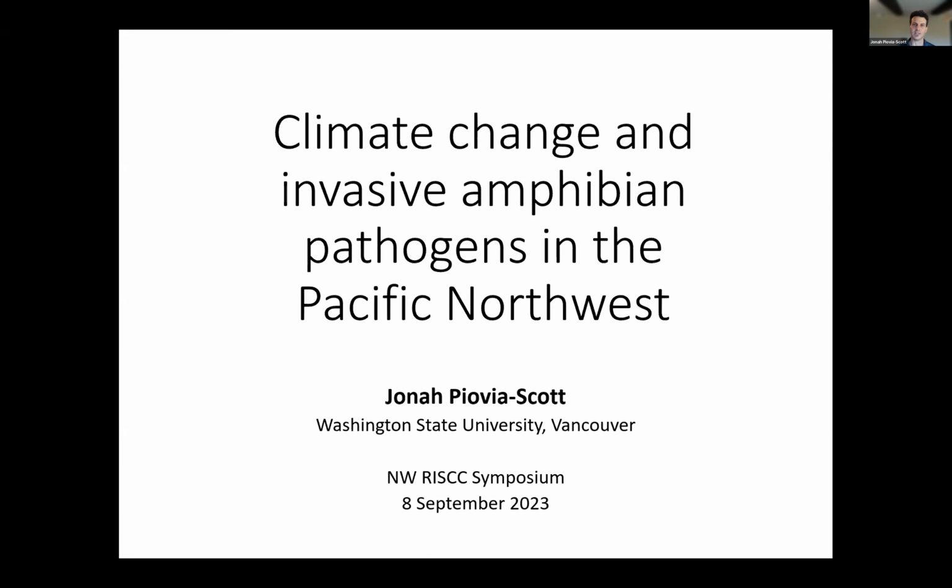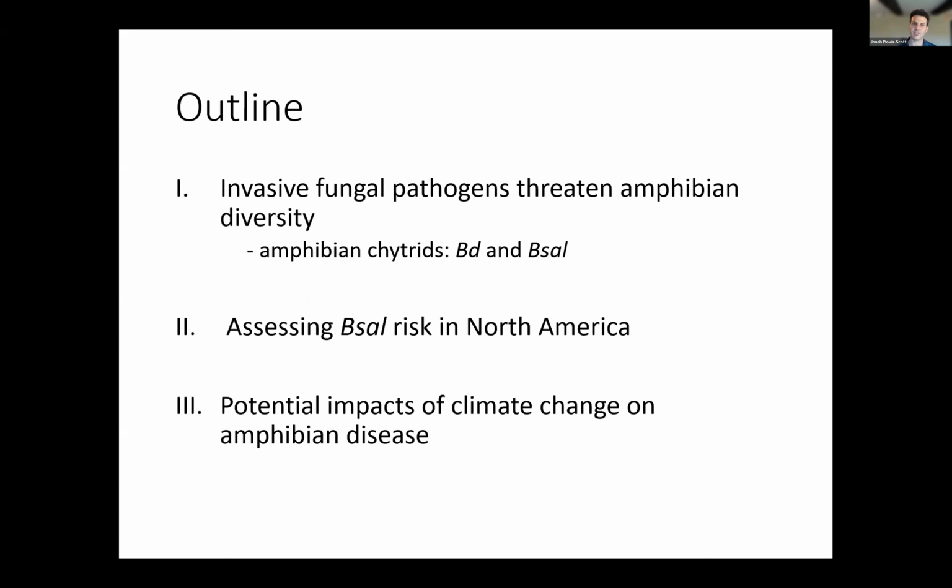I'm gonna change topics, or at least change what kind of organisms I'm talking about, just ever so slightly. So I'm going to be talking about climate change and invasive amphibian pathogens in the Pacific Northwest. A brief outline of this presentation: I'm just going to give a little bit of overview on invasive fungal pathogens that threaten amphibian diversity. I'm going to be talking about these chytrid fungal pathogens, of which there are two species, BD and B-Sal. I'll talk about some work we've done to assess B-Sal risk in North American amphibians, and then talk briefly about the potential impacts of climate change on disease associated with these fungal pathogens.